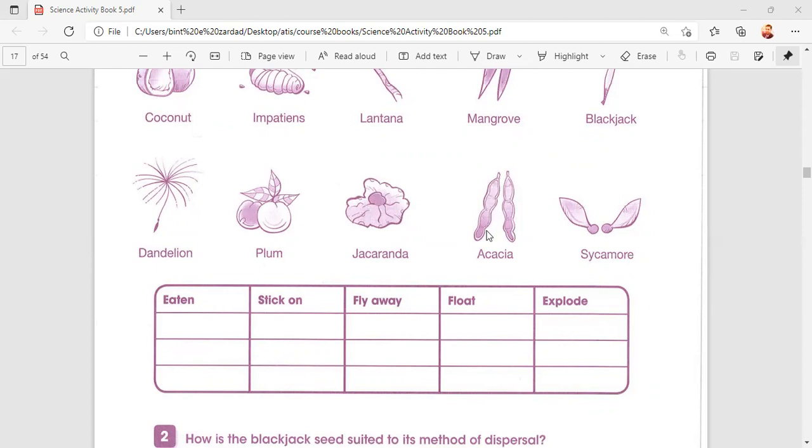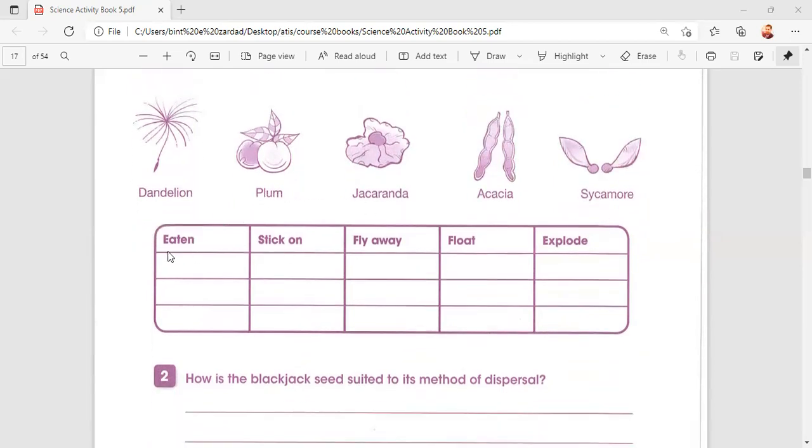After this, acacia. It spreads this kind of seed by exploding. You can see the seeds are inside. So they dry out and explode, the explosion method. And this one has wings, so with the help of air, they spread out.